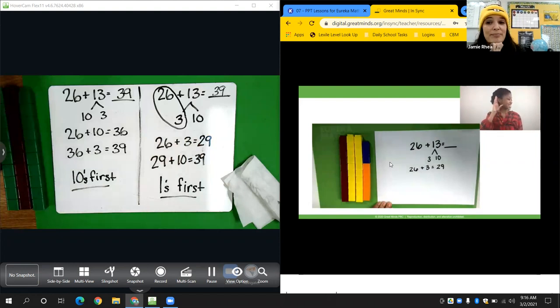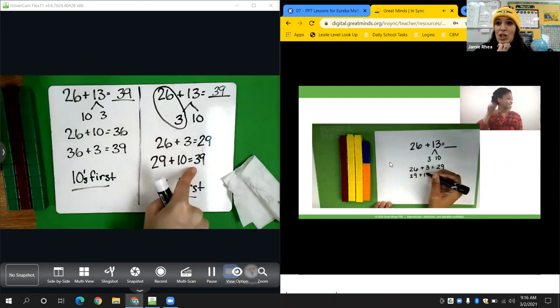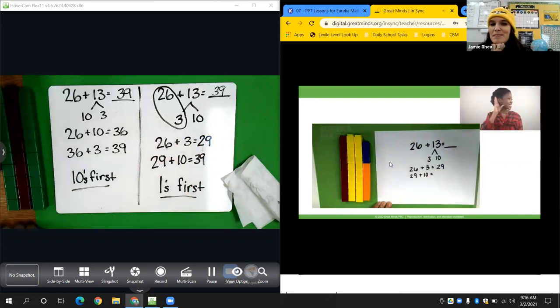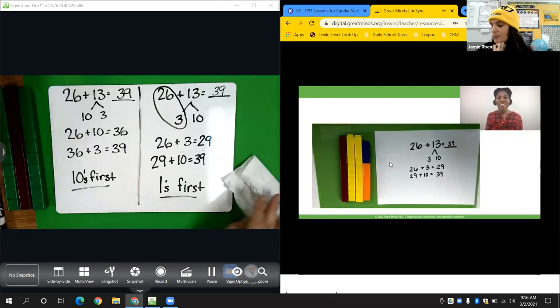Then we added 10. You got it. We added 10. What's 29 plus 10? 39. Mm-hmm. 29 plus 10 equals 39. Great work, mathematicians. If you need to take a moment to either finish your work or correct your work, go ahead and do that now.